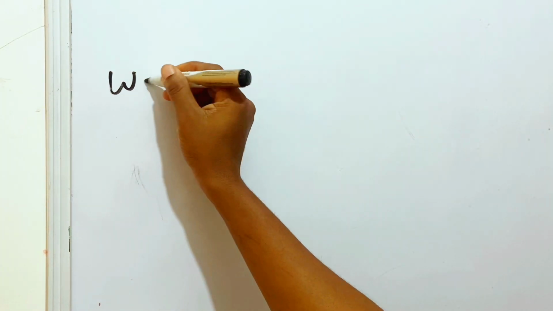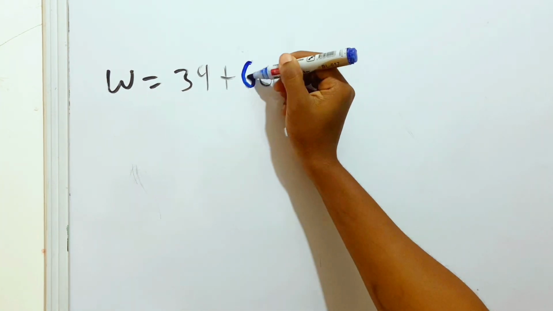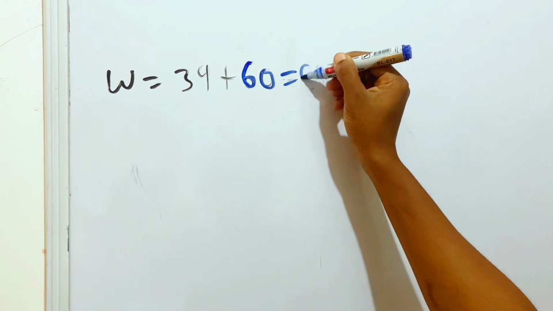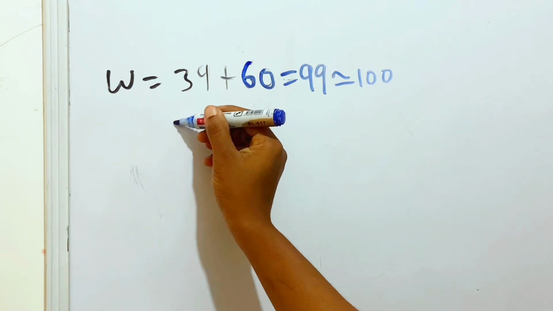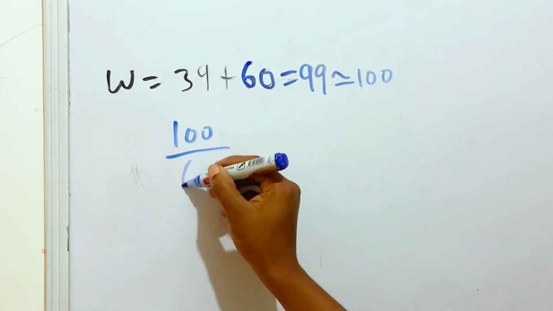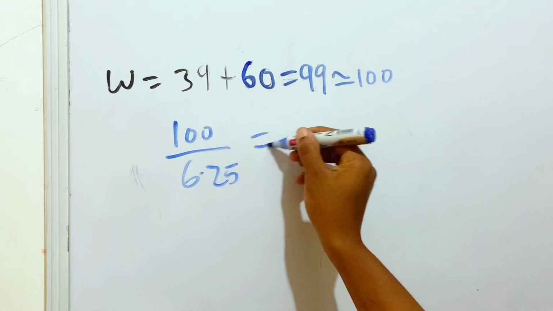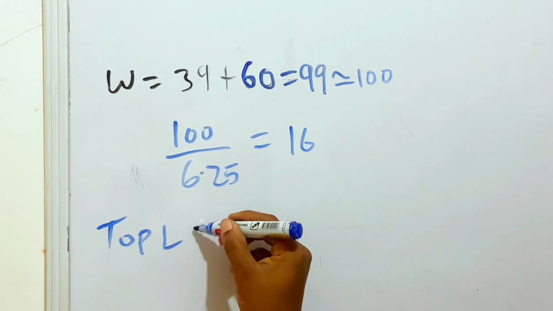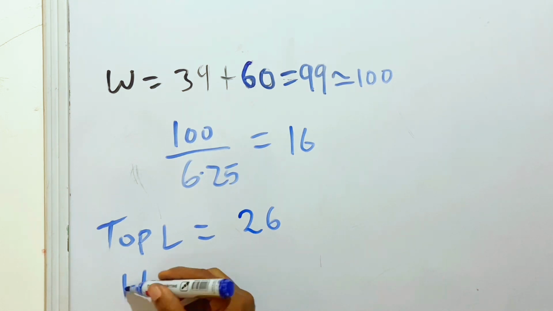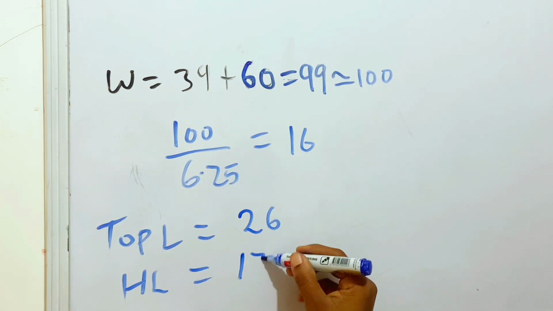The waist here is 39 inches. Add 60 inches for the pleats. This gives approximately 100 inches. Divide 100 inches by the mathematical formula 6.25. This gives 16 inches.